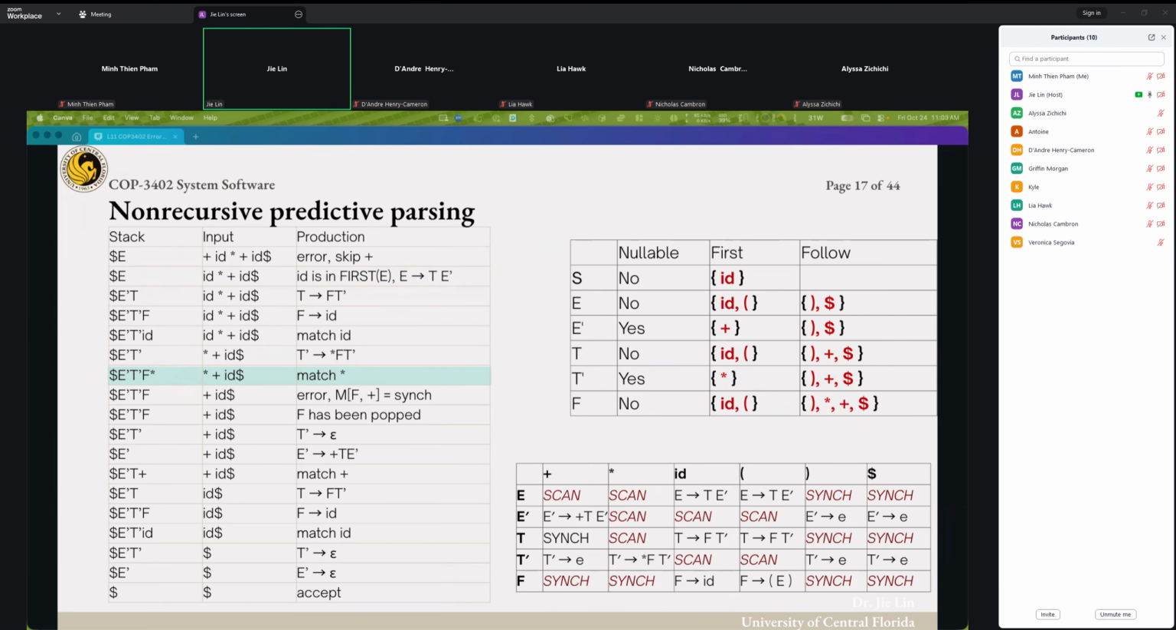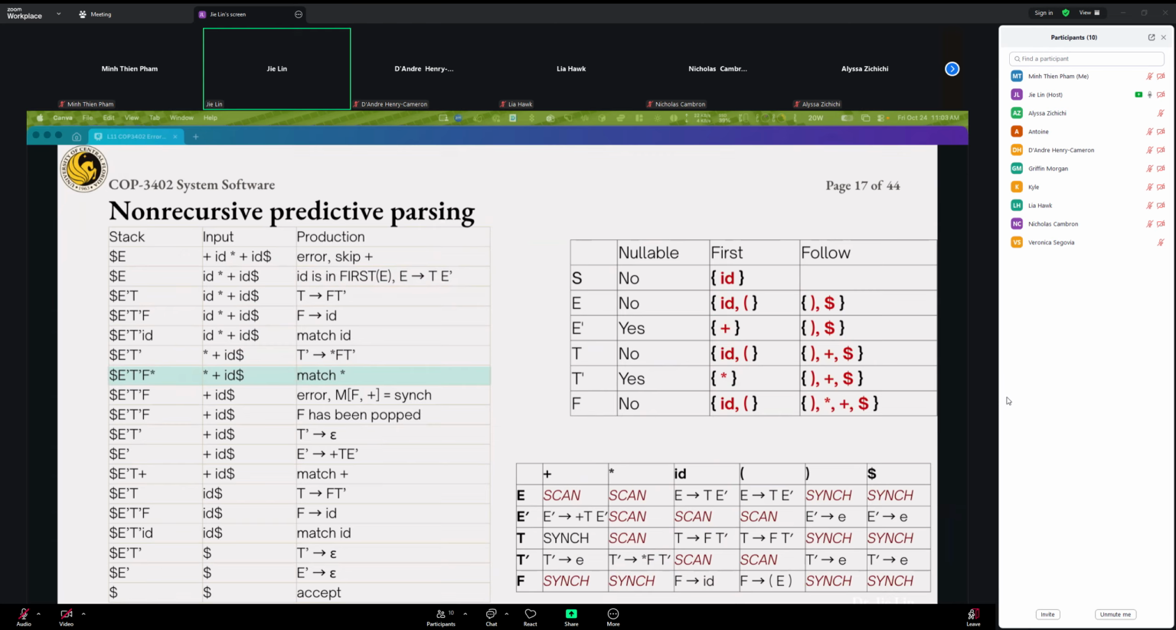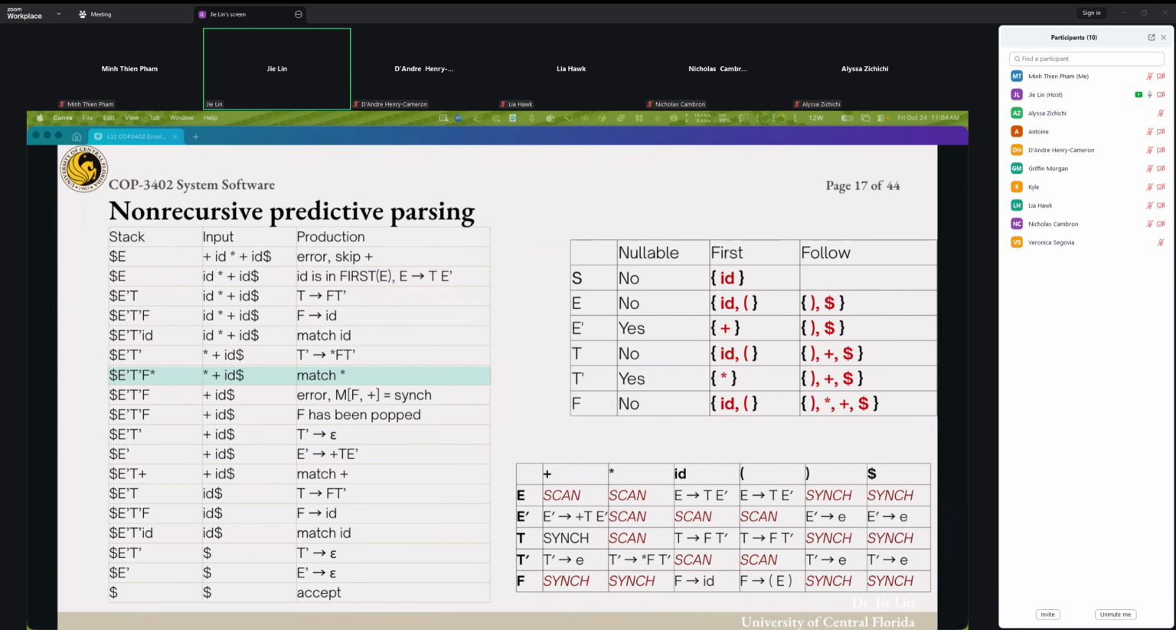Okay, now we're good here. So the multiply symbol matches the multiply. They are all terminal symbols. Match, pop, and advance. Good. Now we're good. But now we're coming to a question.